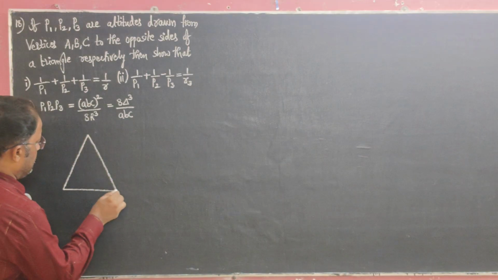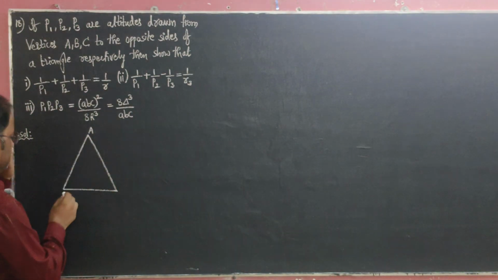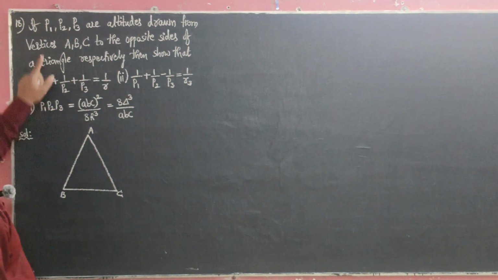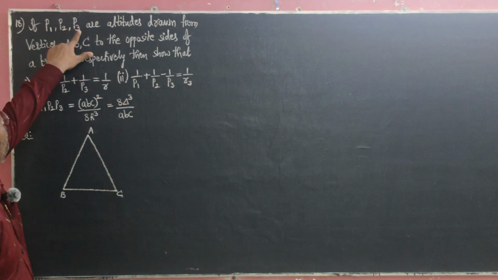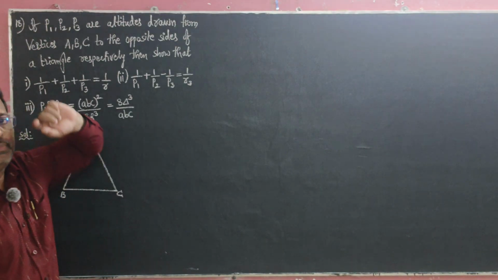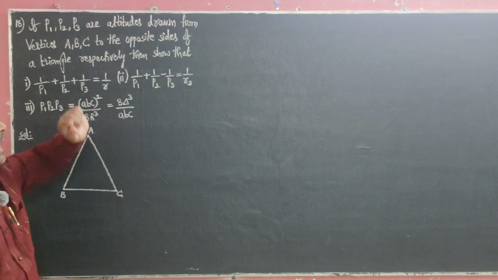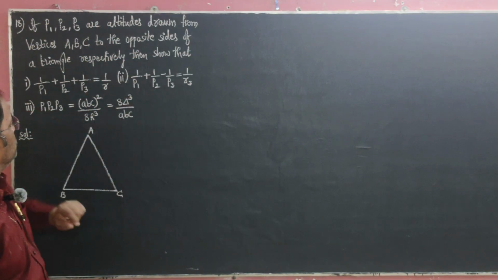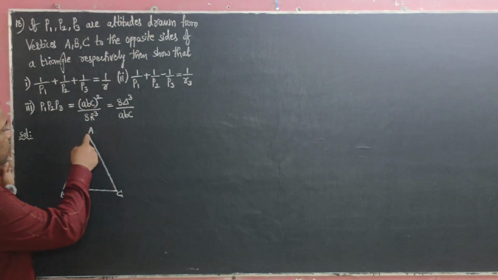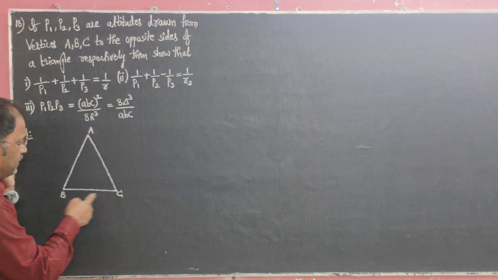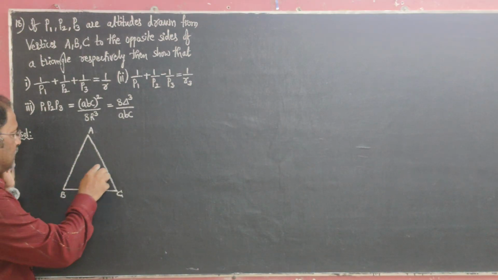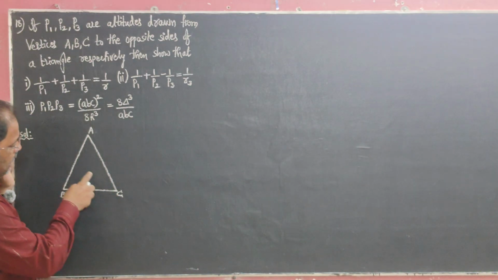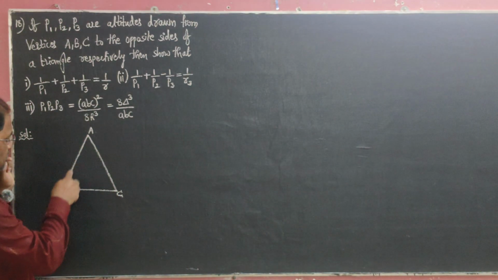So triangle ABC. A is a vertex, B is a vertex, C is a vertex. P1, P2, P3 are altitudes, meaning perpendicular or height drawn from vertices A, B, C to the opposite sides. A से एक altitude ड्रा करना opposite side BC को, B से एक altitude ड्रा करना opposite side AC को, C से एक altitude ड्रा करना opposite side AB को.